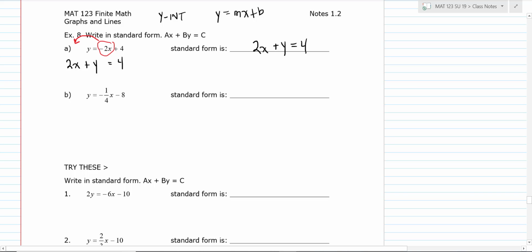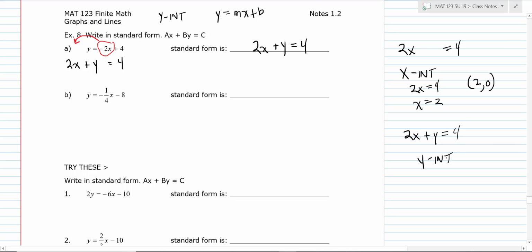One of the benefits of standard form is that it turns out to be real easy to find the x and y intercepts. I want to show you what I mean by that, and we've talked about that a little bit. If you want to find an x-intercept and you're in standard form, all you've got to do is block off the y. Then you have 2x equals 4, so you can solve that equation and get x equals 2. So your x-intercept is (2, 0). Then if you go back to 2x plus y equals 4 and want to find the y-intercept, you let x go to 0, so you just wipe it out, and there you have it. The y-intercept is (0, 4) on this equation.